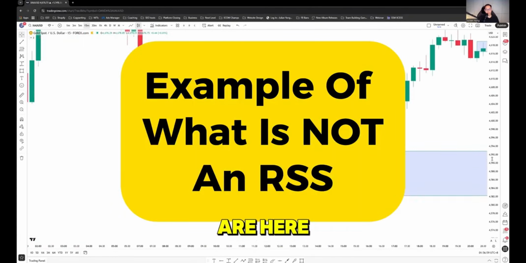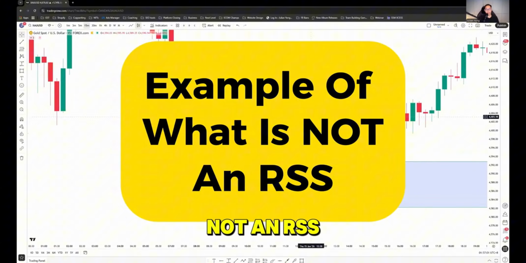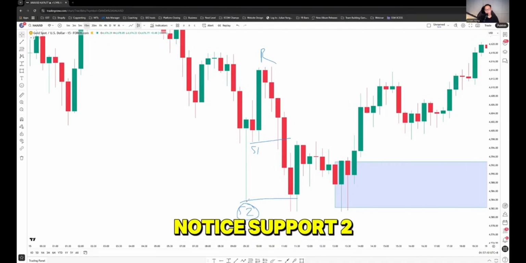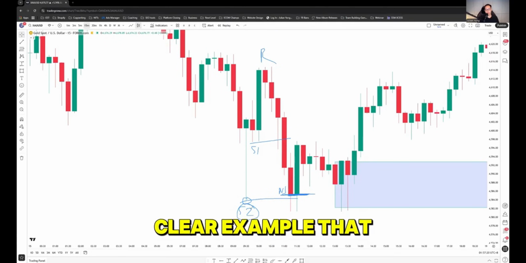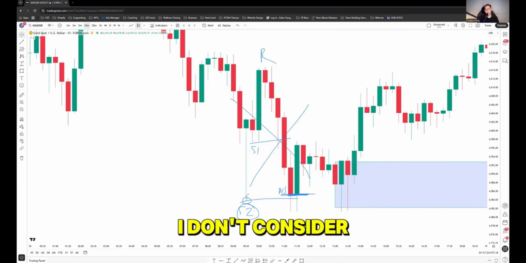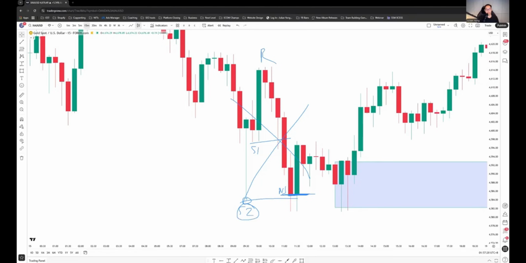Now, since we are here, let me show you what is not an RSS. Resistance breaking through support 1, support 2. Now, notice support 2, the wick is below the new support. New support, I look at the body, right? I need body candle close to be below. Right here, this is a clear example that S2 is lower than NS. So that's why I don't consider this as a proper RSS.